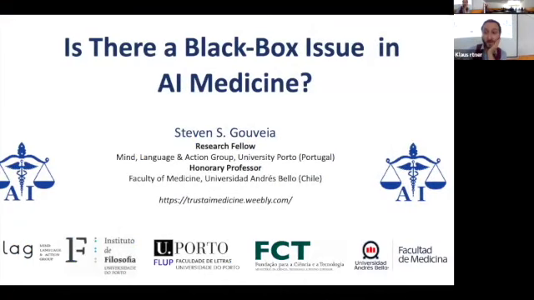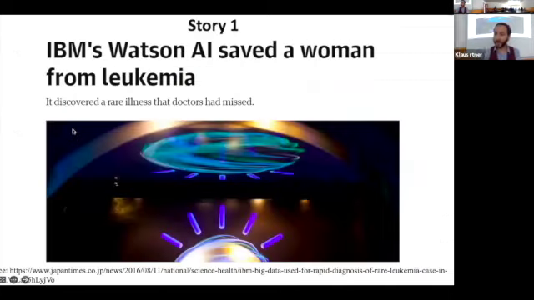So I will talk about a very specific issue that you can find in AI medicine, which is basically this idea that a lot of these technologies are basically black boxes, meaning we don't have epistemic access to the way that those systems work. But before going into those details, let me start by telling you a very positive story about the application of AI in medicine.